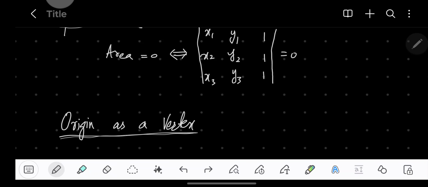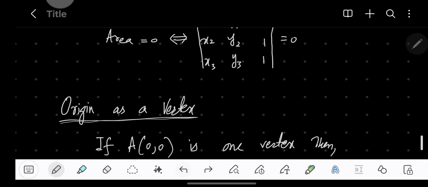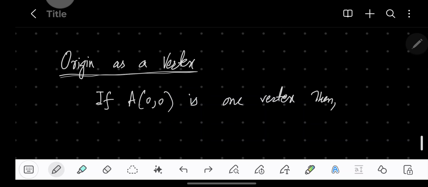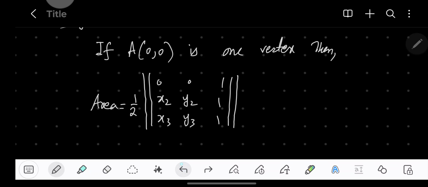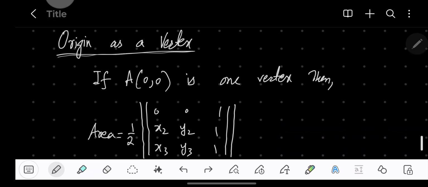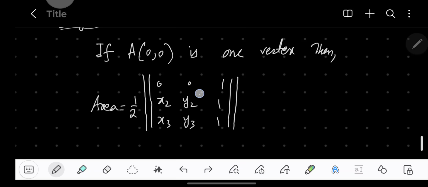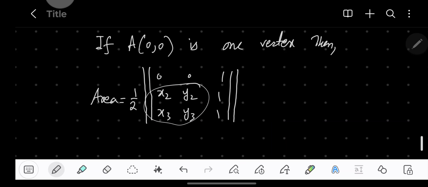Okay, there is another special case. If one vertex of the triangle is at the origin, for example, the first vertex is A(0, 0), then what would be the formula of the area? It is again one half of the absolute value of the determinant. In the determinant, the first point is 0 because it is the origin, and the second point and the third point are as it is.